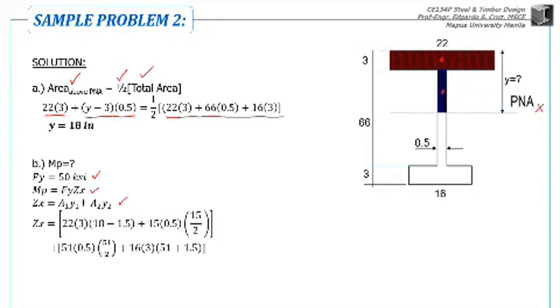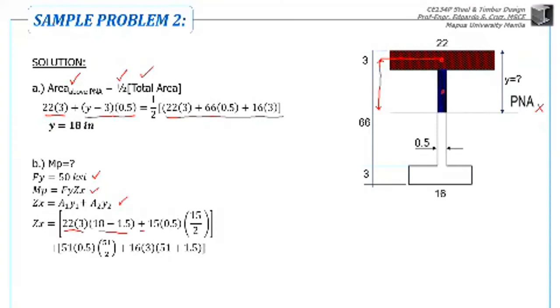Ano yung A1? A1 is the area above the PNA. So basically, ang A1 natin dalawa, yung kulay red at saka kulay blue. Yung area ng kulay red is 22 times 3, yung upper flange. Pero kailangan natin siyang i-multiply ng distance papunta doon sa PNA. So yung distance na to is actually 18 minus 1.5. Plus, yung area ng kulay blue.